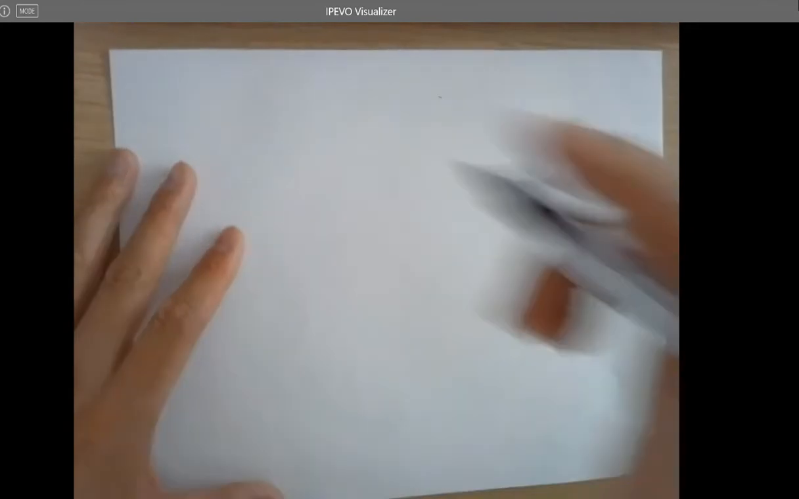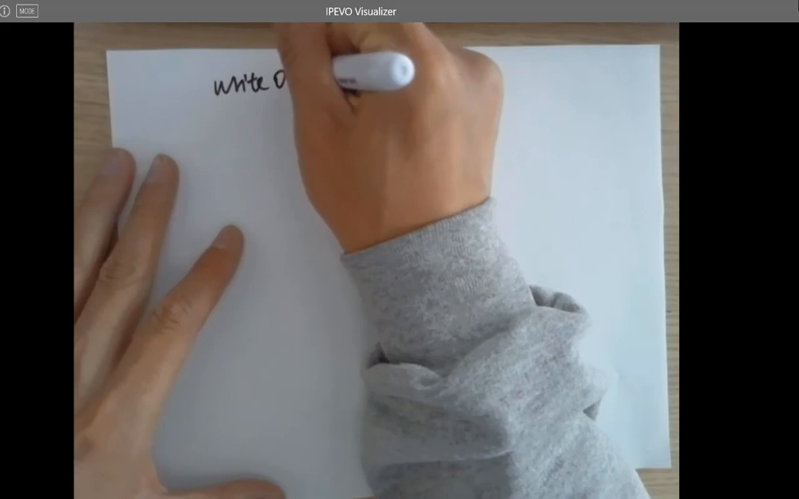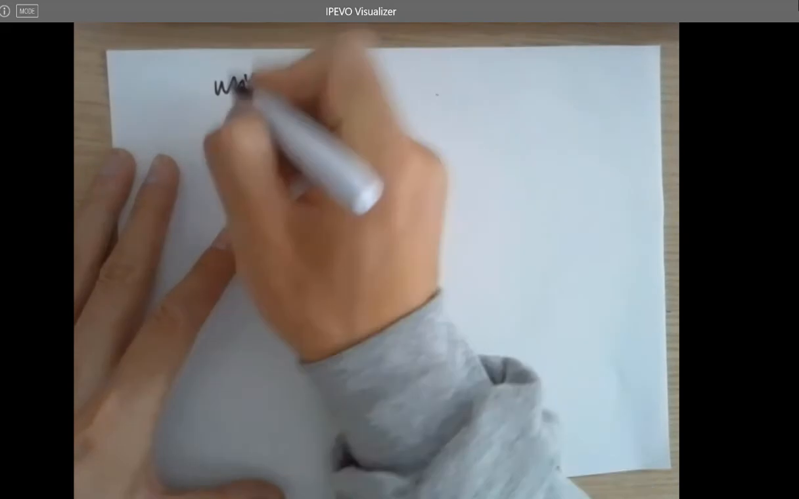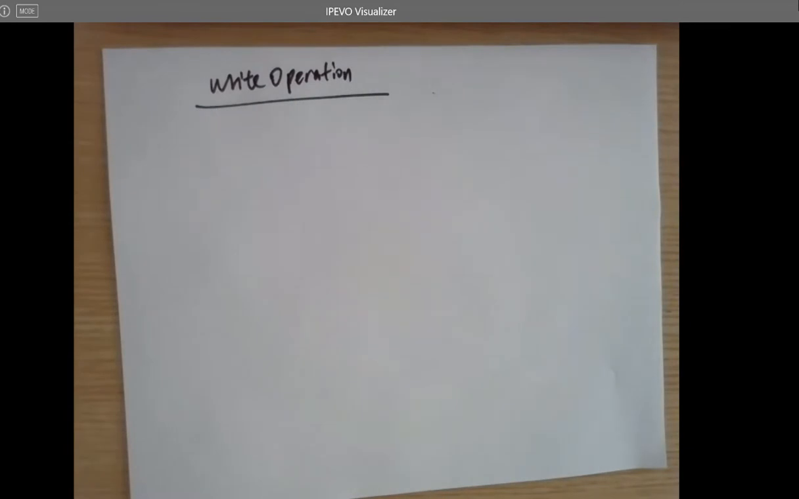So next, the write operation. It's still the same circuit, but we just need some NMOS transistors at the bottom to write it.